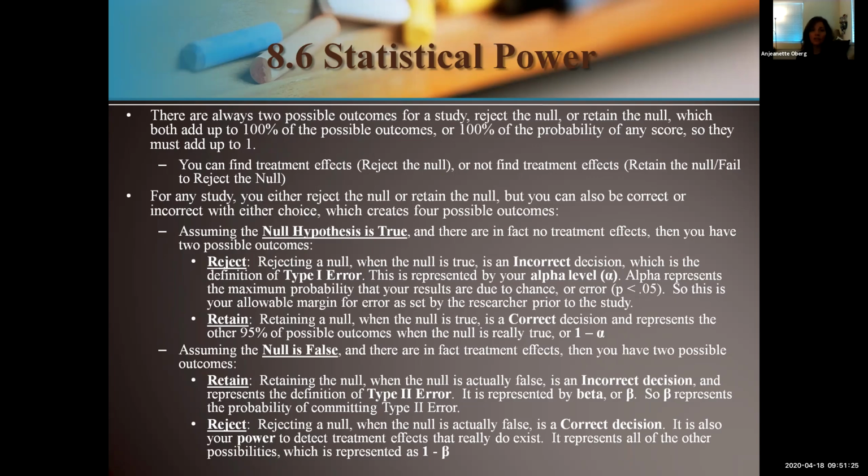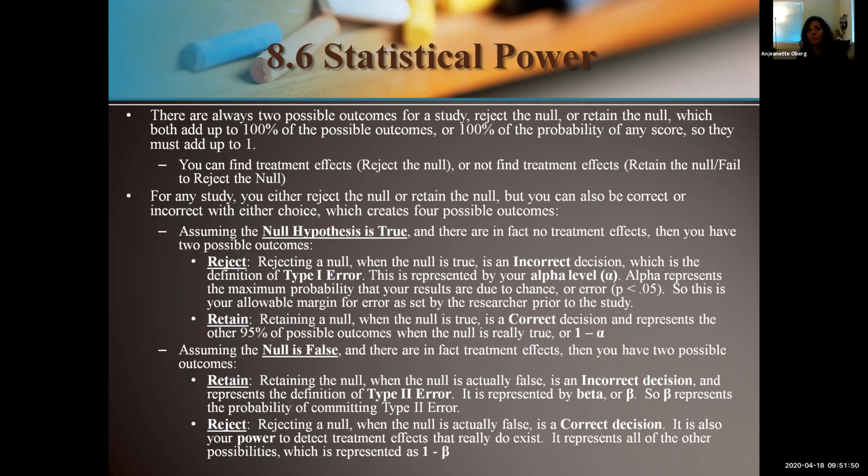By definition, a type 2 error is when you fail to reject the null, when in fact the null is false. So you incorrectly fail to reject the null. So type 1, I reject the null and error. Type 2, I fail to reject the null and error. So I said that there were no differences when in fact there were, okay?